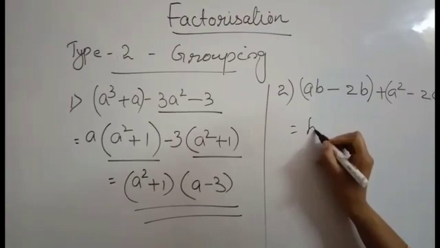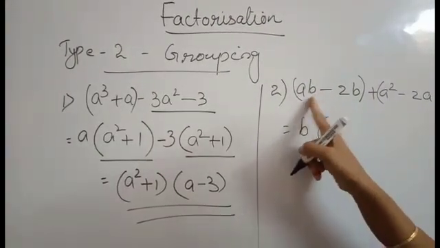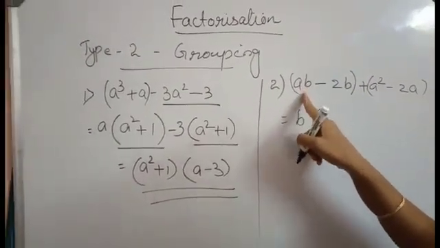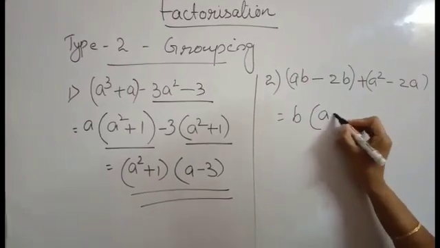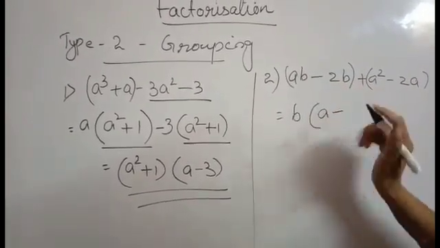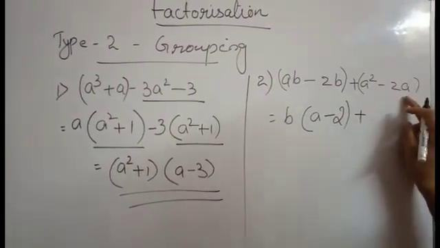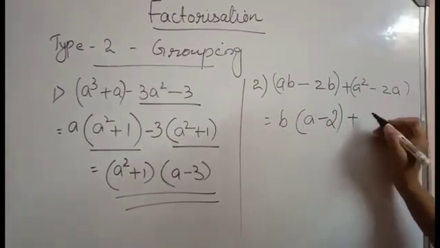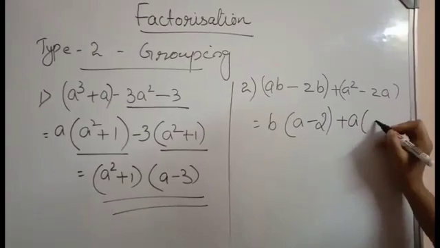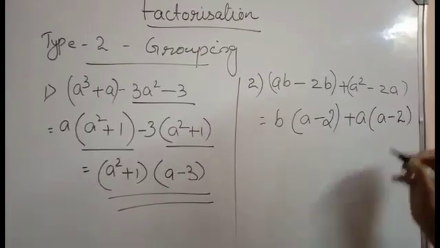So that's equal to b into, once you take b from here, what is the remaining term? a. Minus 2b by b is minus 2. That's the first part. Plus, from these two terms, what can you take common? It's a. So it is a minus 2.